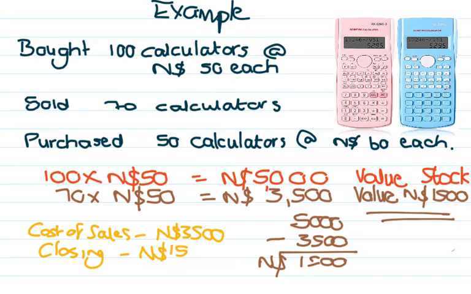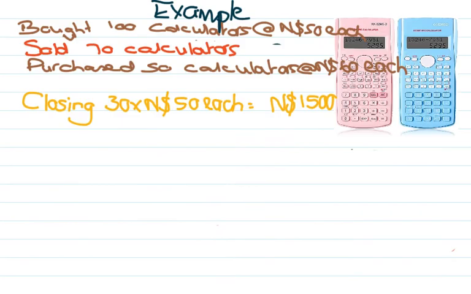Alright, so this is now quite easy up to now. And why is it easy? Because you still did not buy new items for different prices. So the value of my closing stock now is $1,500, and it consists of 30 calculators of $50 each.